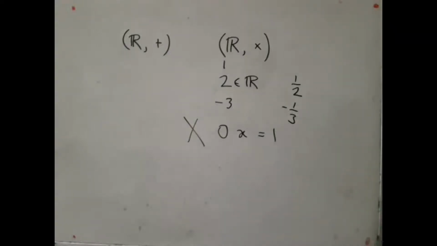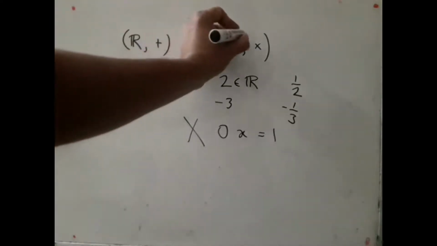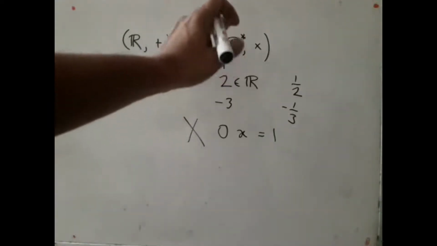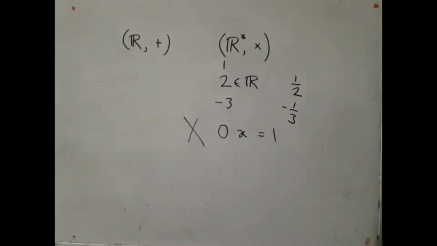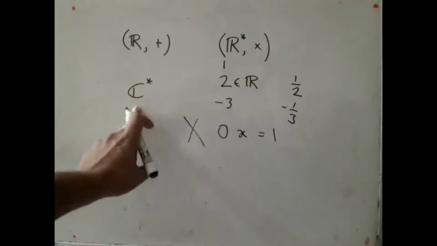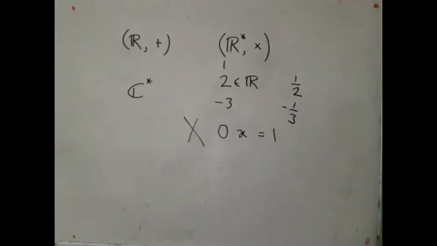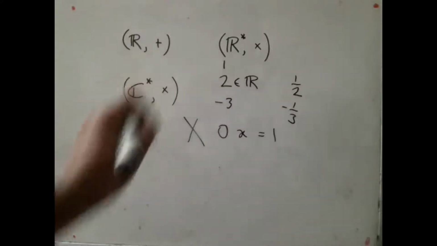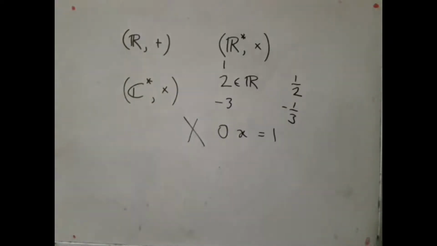However, if I remove 0 from the picture, then it becomes a group. So, people usually call it R star. R star is the set of all non-zero real numbers. That indeed is a group under multiplication. And similarly, C star, the set of all non-zero complex numbers, is a group under the operation multiplication, complex multiplication.